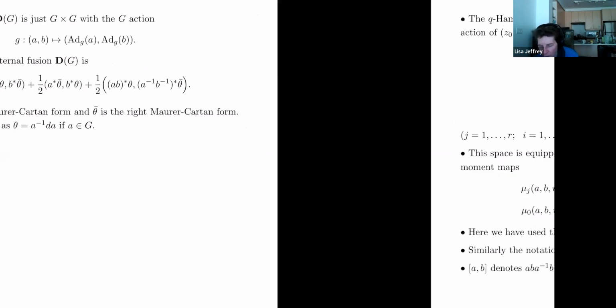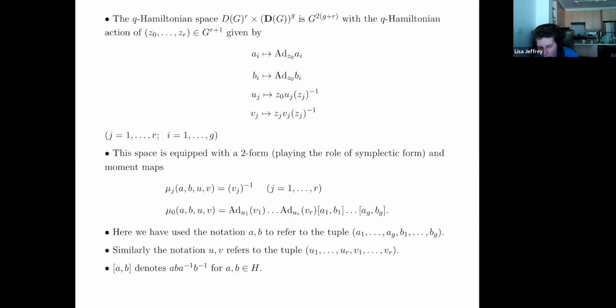And Q Hamiltonian space, which is a product of R copies of the double and G copies of the internally fused double. So this is just 2G plus 2R copies of G, and it has an action of G to the R plus 1, written like so. So it's left multiplication or right multiplication on some of the variables.